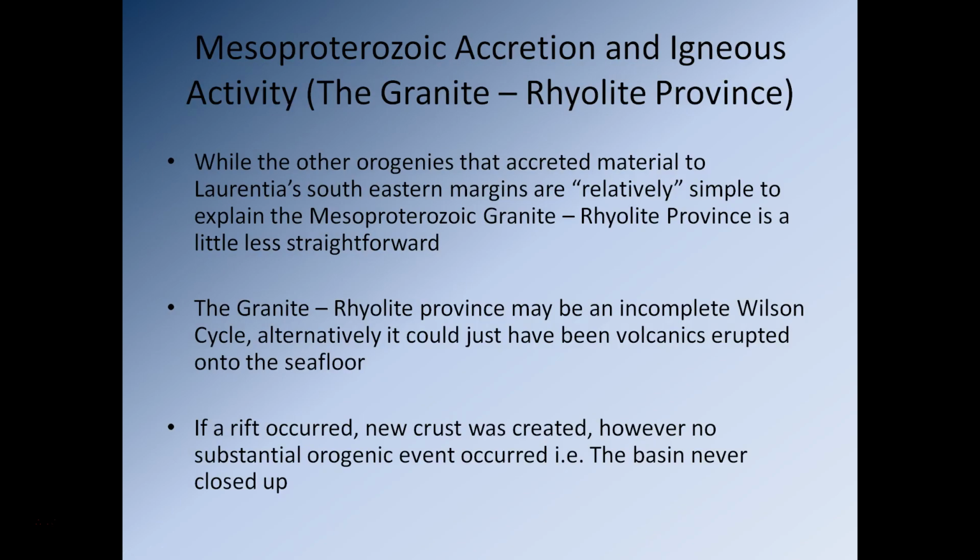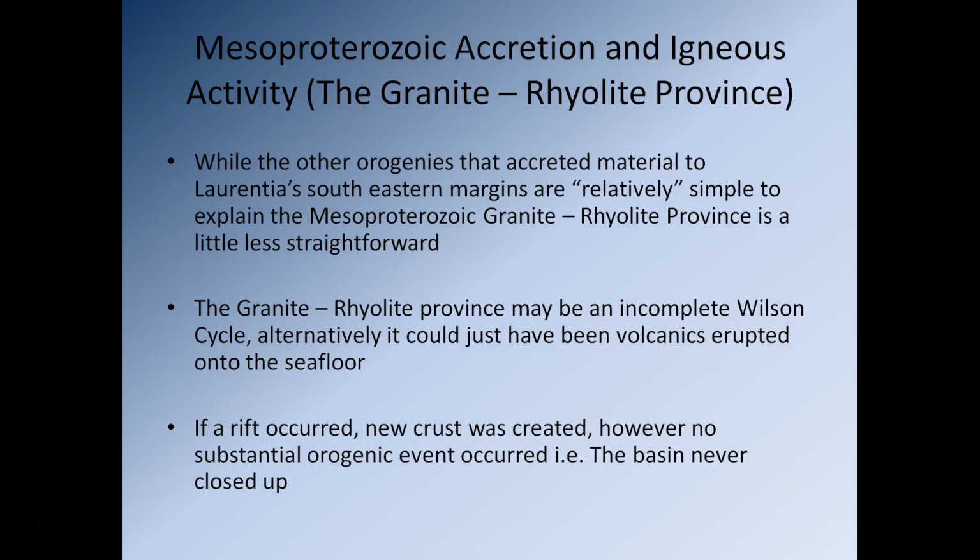So let's just take a second to think about the Granite-Rhyolite province. While the other three orogenies, the Yavapai, the Mazatzal-Labradorian and the Grenville orogenies, resulted in a mountain range, hence the fact they're referred to as orogenies, the Granite-Rhyolite province did not. So we need to explain why an orogeny didn't happen. The Granite-Rhyolite province may well have been an incomplete Wilson cycle. Alternatively, it could have just been volcanics erupted onto the seafloor.